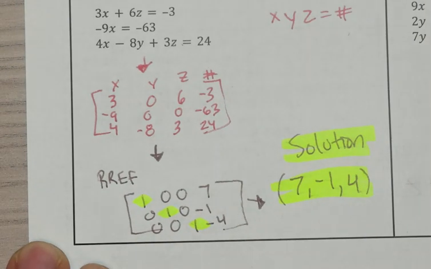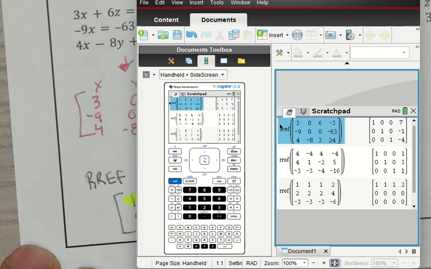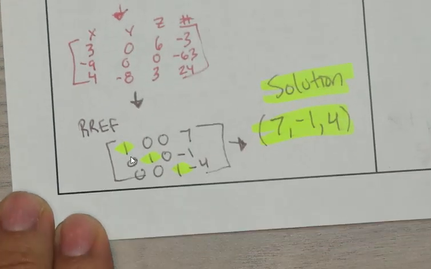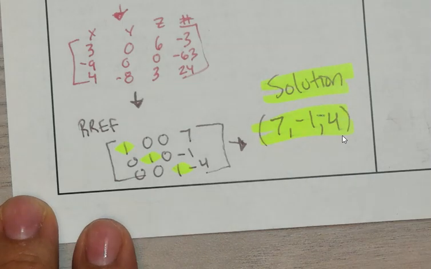Following the strategy of the calculator, we did the RREF, typed in the matrix, pressed enter, and it gave us this format right here. So we triple check that all the ones are there diagonally. If they are, we conclude that this is our solution. The 7, -1, and -4 is the solution here.